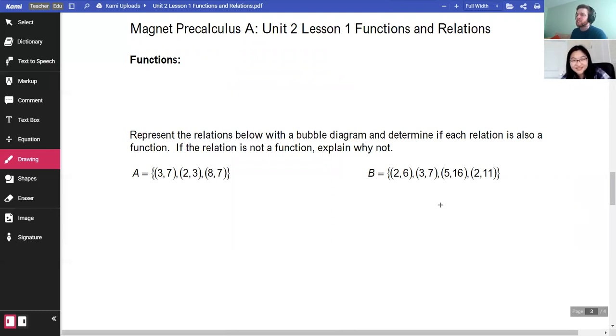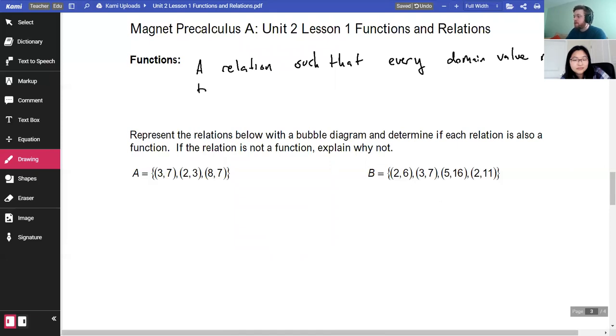So we need to know the definition of a function, and a function is a relation with an added rule. A relation such that every domain value maps to a unique range value.